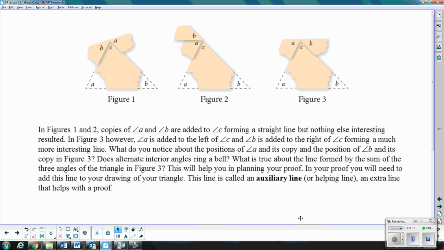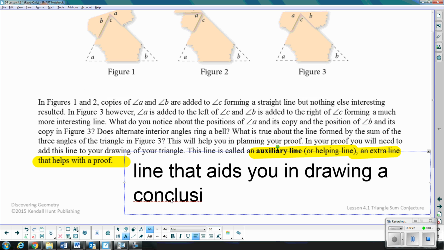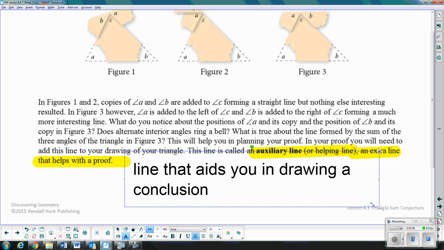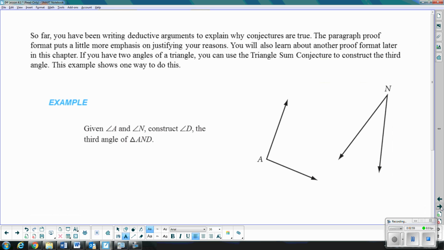So in this class, we're not going to develop proofs, but we did have one vocab term, and that was auxiliary line. So an auxiliary line is a line that you draw on your diagram that helps you draw a conclusion. So here it specifies helps with the proof, but it could be any line that aids you in drawing a conclusion. So again, we're not going to write formal proofs in this class, but we are still going to use our conjectures in order to draw a conclusion. And that was our auxiliary line.